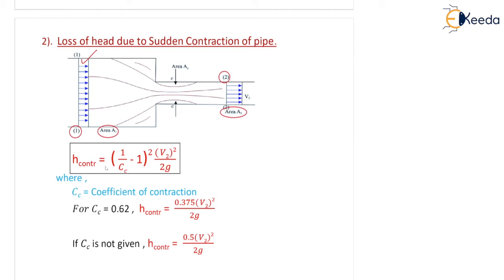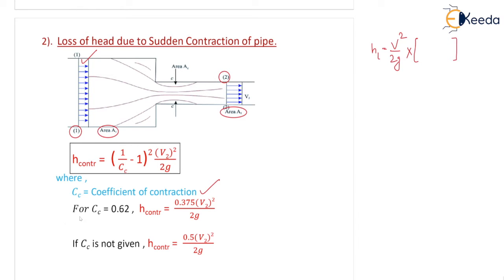So H contraction, the formula is different. I told you every time whenever you are going to find the head loss, you will be having velocity square by 2g multiplied by some coefficient. It can be K, or it may be in terms of Cc minus 1. You can see here H contraction equals (1 by Cc minus 1) whole square, V2 square by 2g. Correct? So here V1 is very, very small compared to V2, so it is neglected. What is Cc then? Cc is your coefficient of contraction.